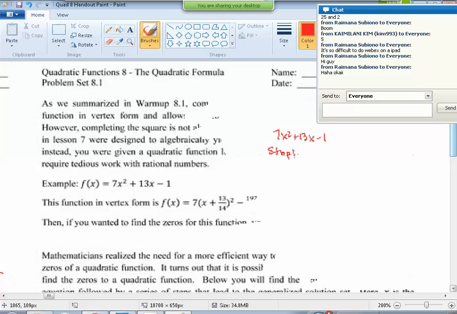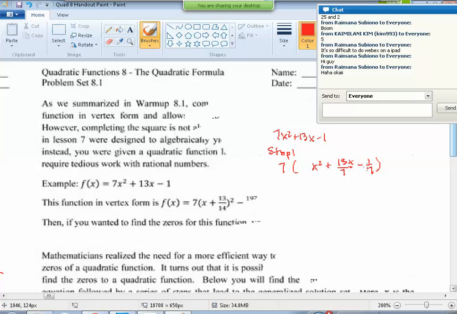Step 1. I don't know how to complete the square when there's a number in front of the x squared term. So what I'm going to do is pull that number out. I'm going to pull out a 7, and I'll make it x squared plus 13x over 7 minus 1 over 7. I'll give you a second. Write down what I wrote down and write down why I did it.